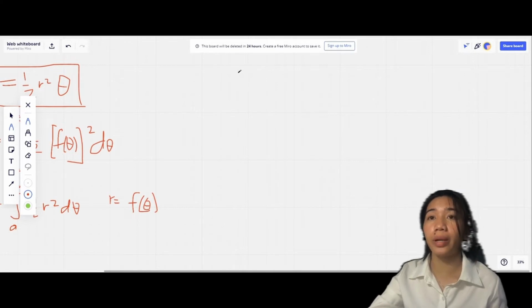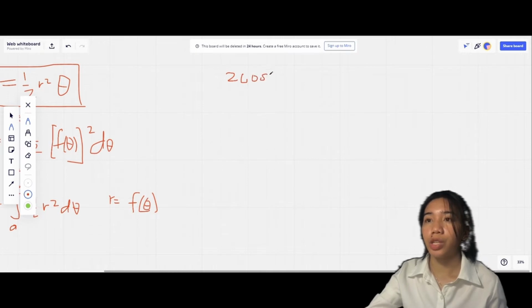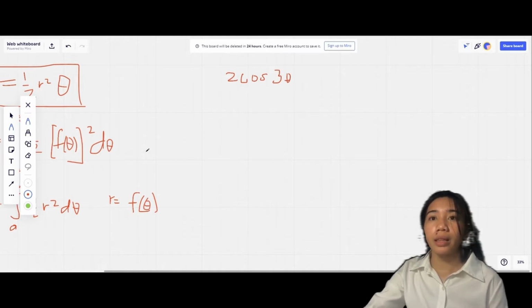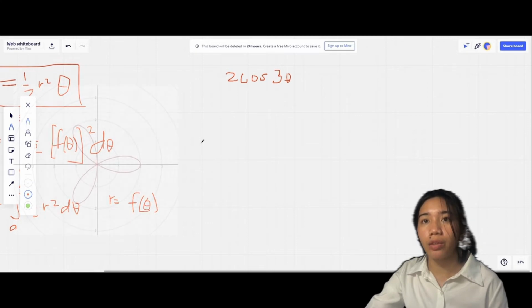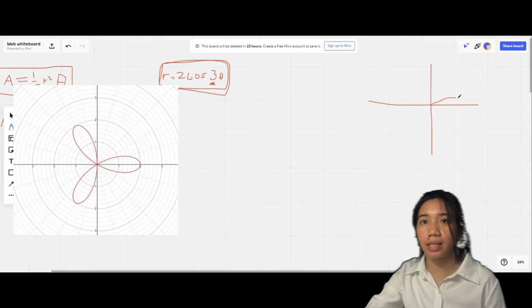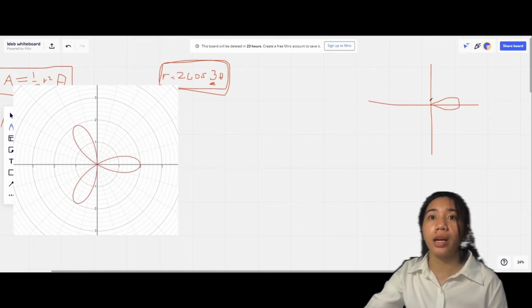Take note that our a and b can be determined by the central angle of our illustration. So how do we get the angle? Here we have the illustration of 2 cosine 3 theta, which is a rose curve that has one petal aligned on the x-axis, another one in the second quadrant, and the last one in the third quadrant. So we will use this first petal to determine our a and b from the angle bounded by this one petal.